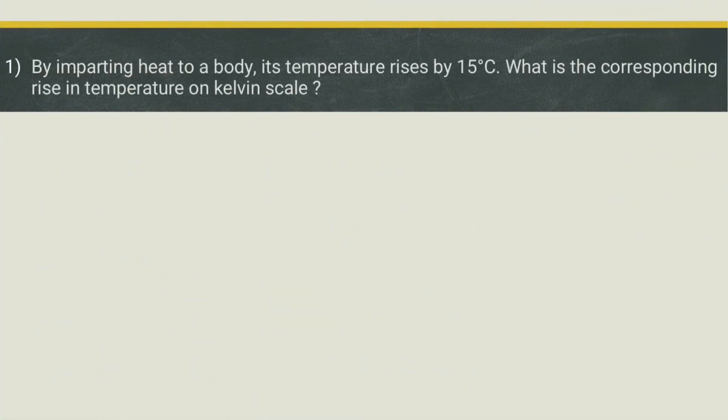Hello everyone. Let us start exercise 11A. First numerical. By imparting heat to a body, its temperature rises by 15 degrees Celsius. What is the corresponding rise in temperature on Kelvin scale? Relation between Kelvin and degree Celsius is K is equal to degree Celsius plus 273.